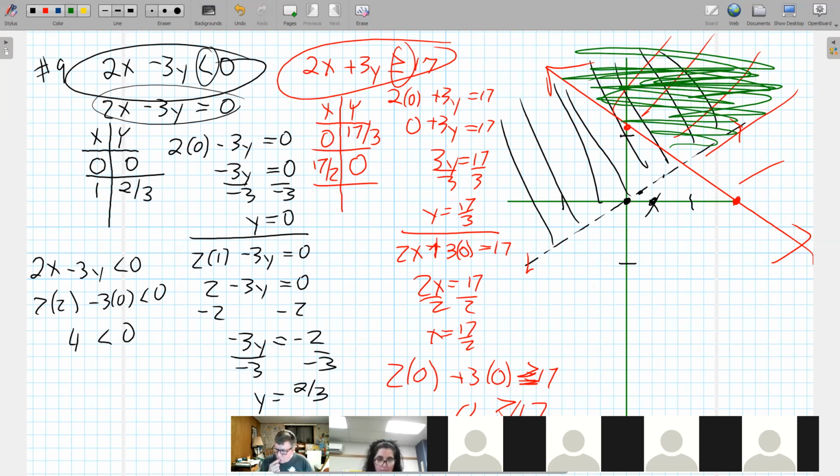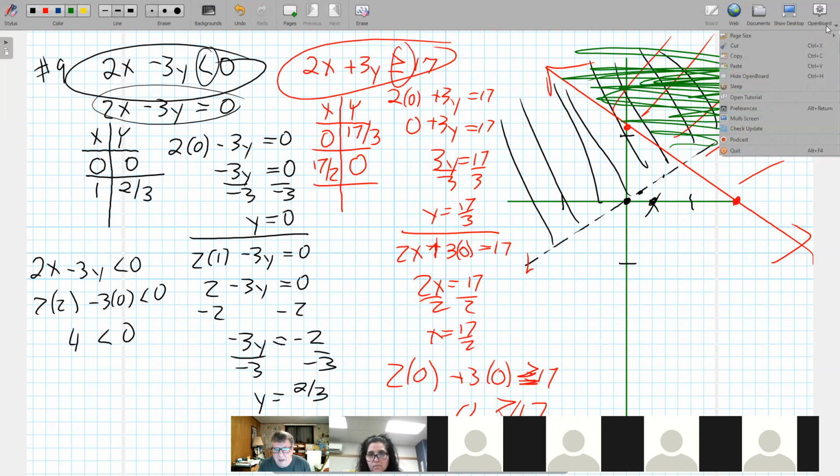Okay, now I'm going to write down some information there. The first one, the 2x minus 3y less than 0, included the points 0, 0, and 1, 2/3, and it was above. The second one, 2x plus 3y greater than or equal to 17, we had 0, 17/3, and 17 halves, comma 0, and that one was also above. Okay, why am I writing all that down? Because now I'm going to go away from that.